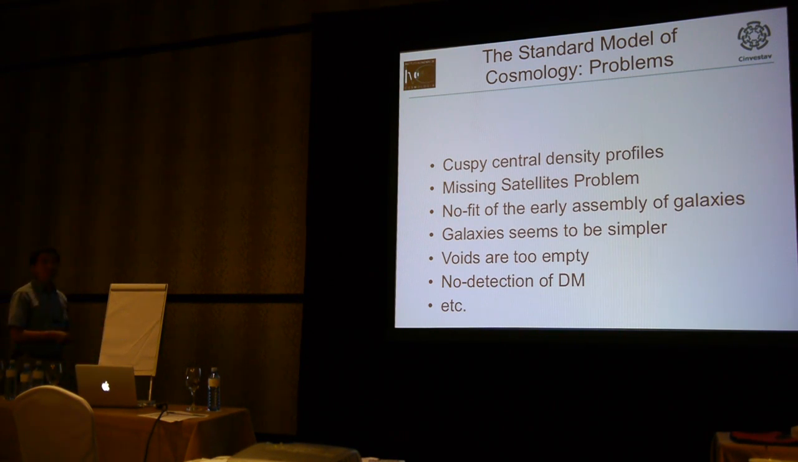But the new problems or the new observations last year tell us that there is no fit of the early ensemble of galaxies. There are some problems with galaxies because galaxies seem to be simpler than we want. Voids are too empty, no detection of dark matter, and so on. Well, let me first speak about this one.